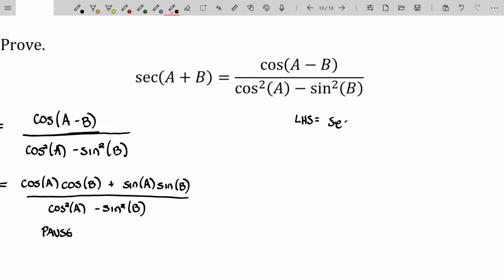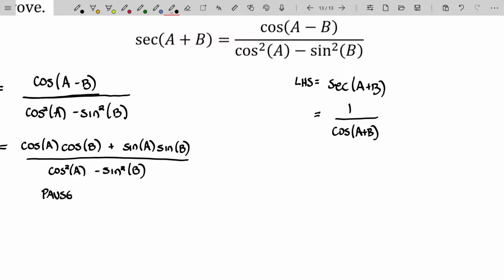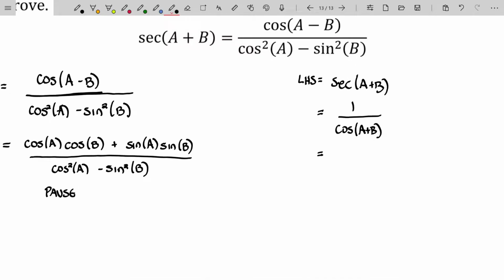That's totally okay. So I'm going to go to the left-hand side here, and I'm going to say, well, let's see what that turns into, the secant of A plus B. Well, I know by the reciprocal identities, that's just 1 over the cosine of A plus B. And I now know the cosine of A plus B is just going to be 1 over the cosine of A, cosine of B, minus, because again, the cosine doesn't like its sine, so minus the sine of A, sine of B.